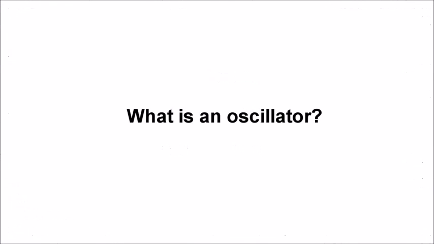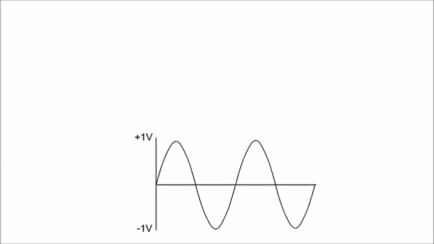So, what is an oscillator? An oscillator is something that creates oscillations. Oscillation is just a fancy word for something moving back and forth. If you have a swing moving back and forth, you can say that the swing is oscillating. In the context of electrical engineering, the oscillations that we care about are voltages moving back and forth.